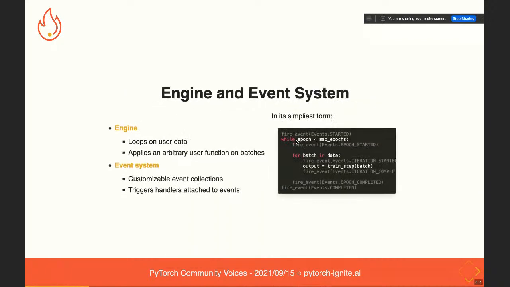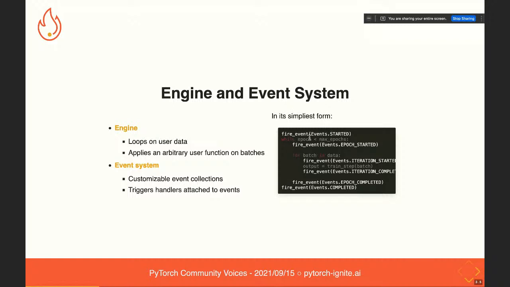Okay, right. And now we come to the engine and event system. As I just told you, the engine is a rather simple object to loop over the data, epochs, and execute batches. Together with the engine, we have the event system, which is a customizable events collection and helps to interact with the engine in a rather flexible way.